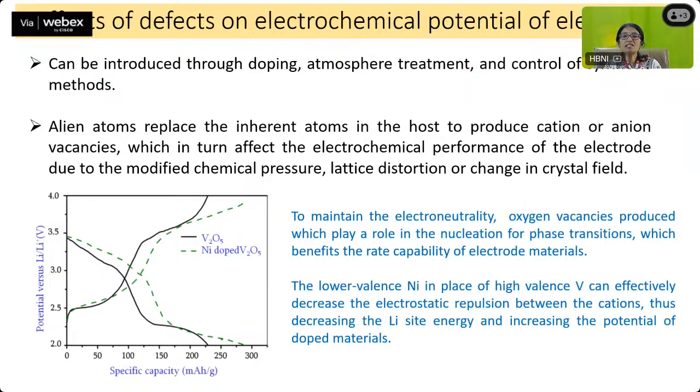So the lower valence nickel in place of higher valence vanadium can effectively decrease the electrostatic repulsion between the cations, thus decreasing the lithium site energy and increasing the potential of the doped material. So this is exactly what is shown over here. If you're having vanadium oxide, the capacity is around 225, whereas the moment you use a nickel doped system, what you find is that the specific capacity is increasing up to almost 280 milliampere hour per gram.